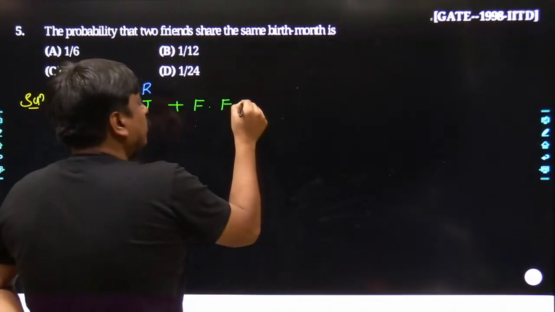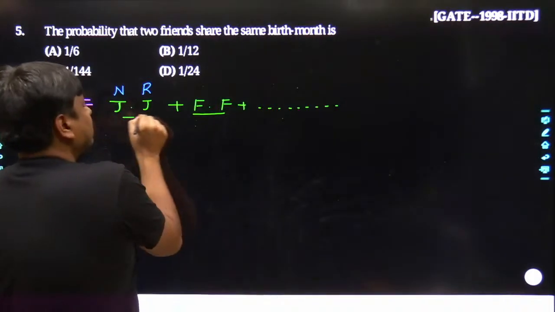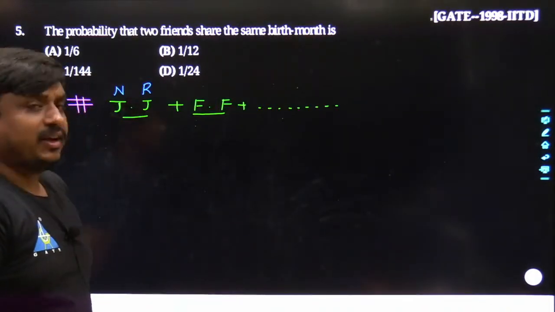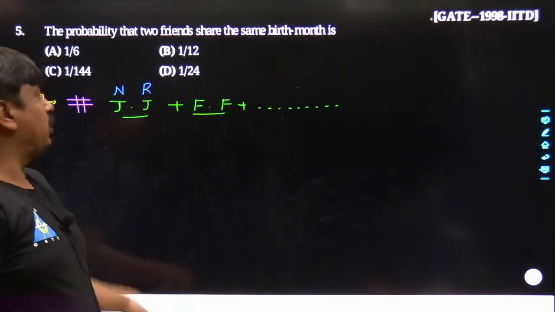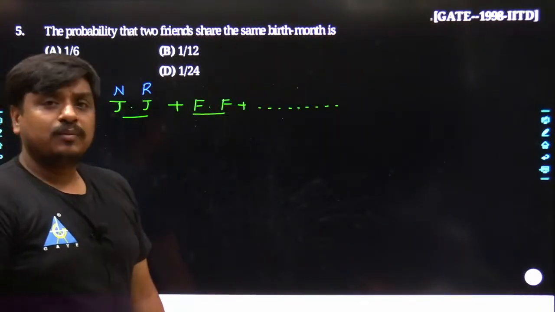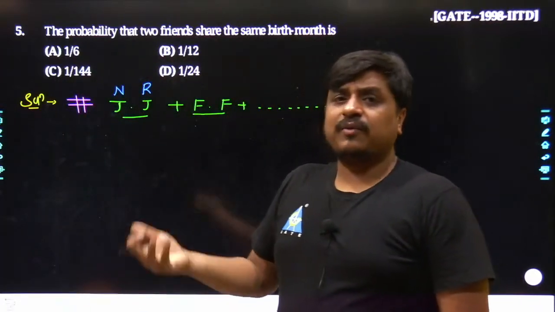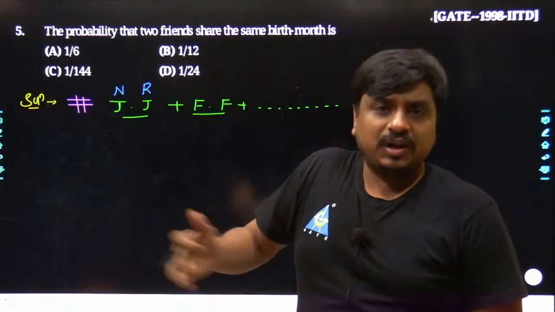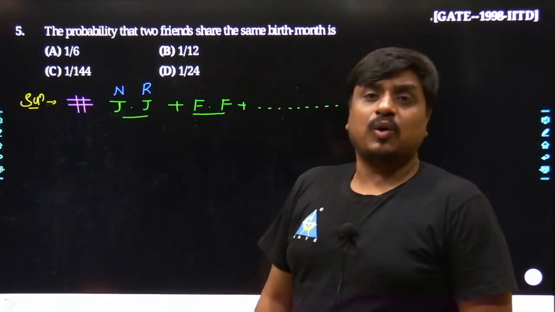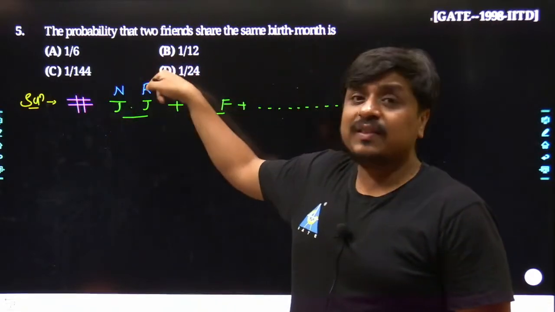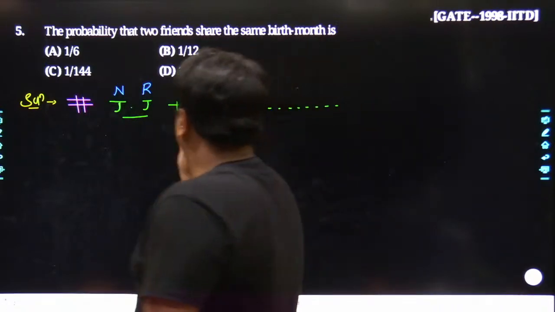And this process would go on. One of the best things regarding the terms involved here is that they are equally weighted. Why? Because the probability that Neha was born in January is 1 upon 12. Neha could have been born in January, February, March, April; it is equiprobable. So the probability that Neha was born in January is 1 upon 12, and even for Rahul being born in January it is 1 upon 12. So they share the same value.